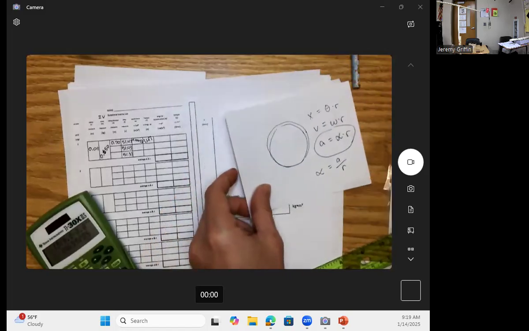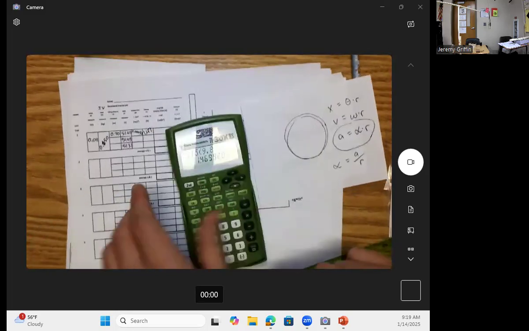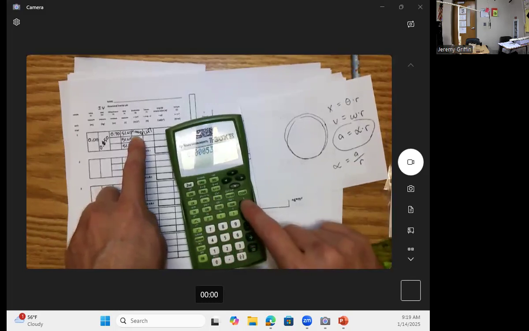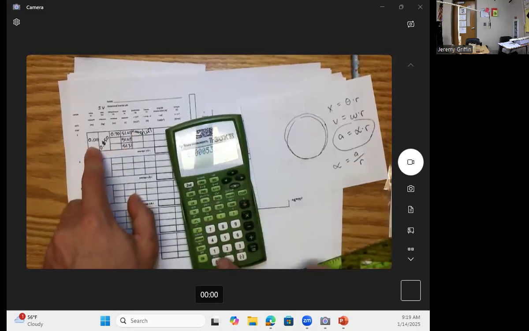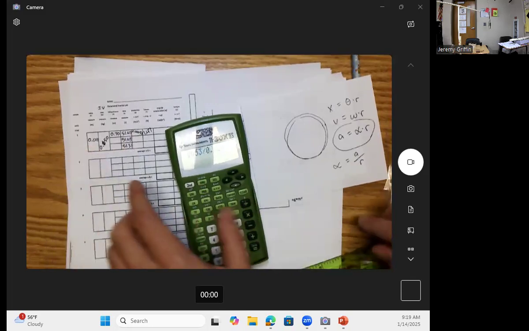Right? So a little tiny cross section of a circle. That's what that is right there, A over r. So I'm going to take this A, which is 0.00053 meters per second squared, divide by the radial size, which was 0.011 meters, right? You guys good so far where all these are coming from?